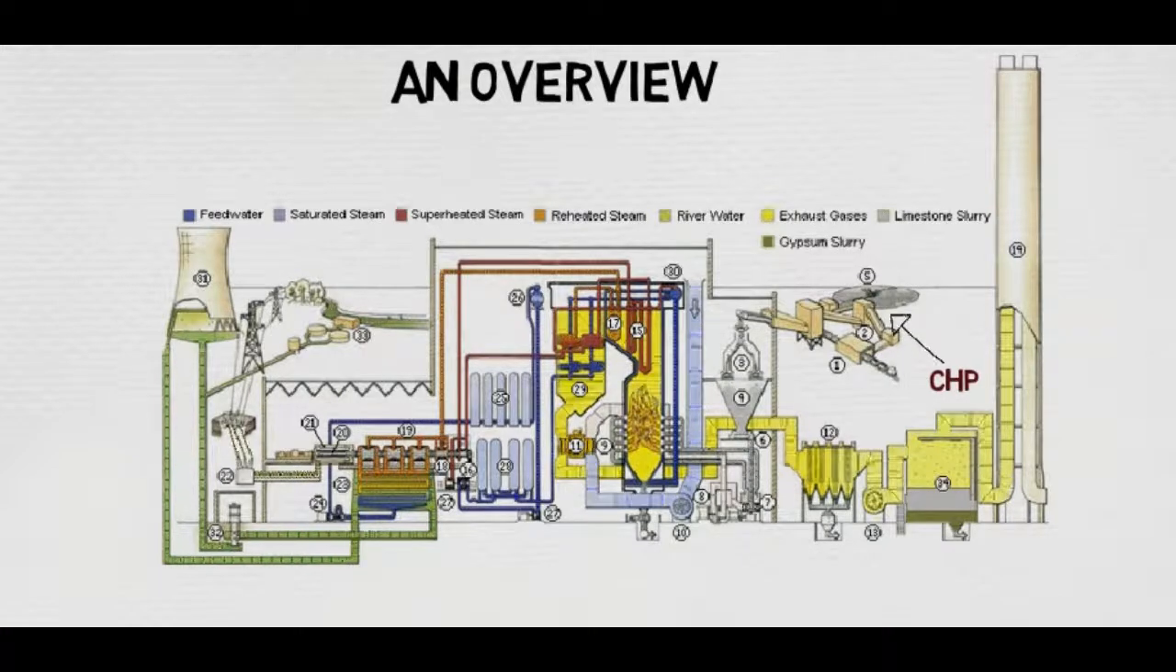Coal is handled in this section. After that, from CHP, the coal is stored in the bunker and then goes to the mill to produce coal dust.